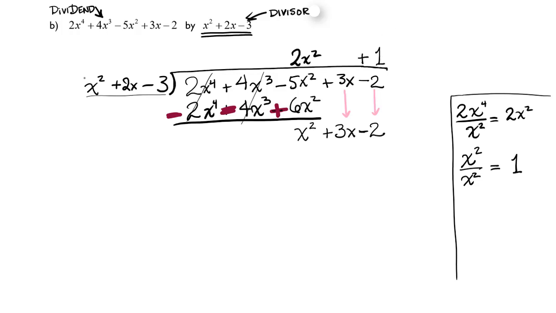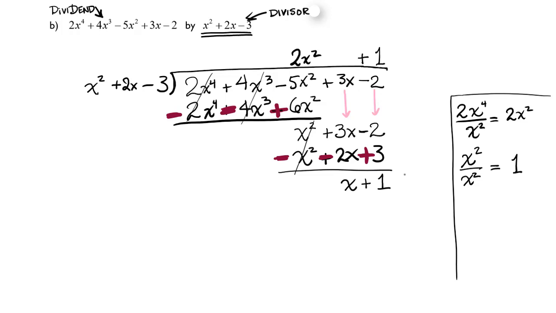Then I multiply 1 to each term of my divisor. That gives me an x squared, a plus 2x, and a negative 3. Now I change the signs on all my terms that I just made and add them to the row above. That adds to 0. 3x minus 2x is just x, and negative 2 plus 3 is plus 1.